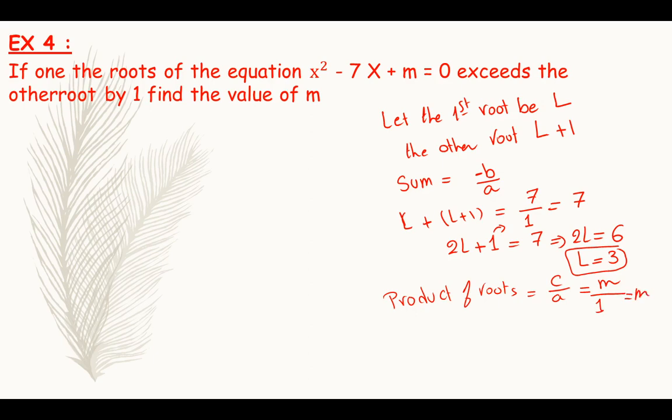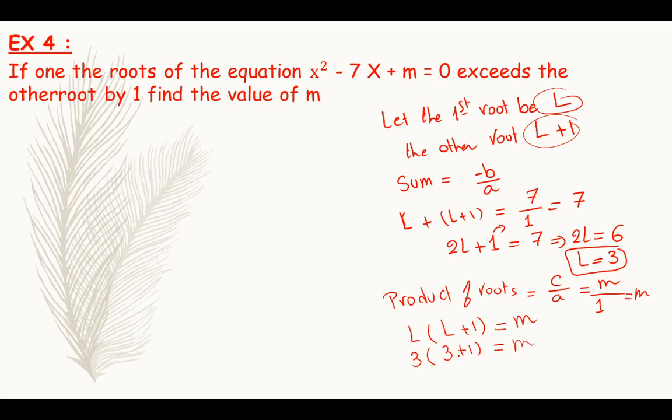The product of the two roots is L multiplied by L plus 1. We are going to multiply the two roots. The first root is L and the other root is L plus 1. Let's multiply them together and the result will be M. But we know that L equals 3. So we can replace L by 3, and L plus 1 by 3 plus 1. Okay? This equals M.